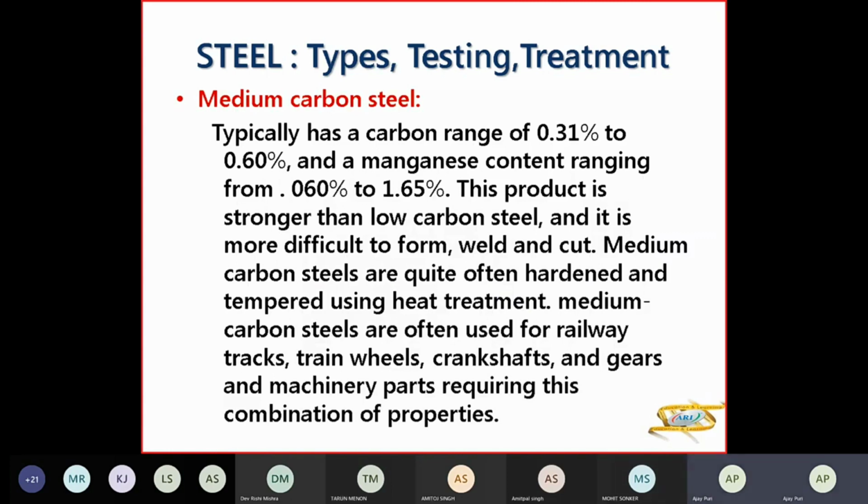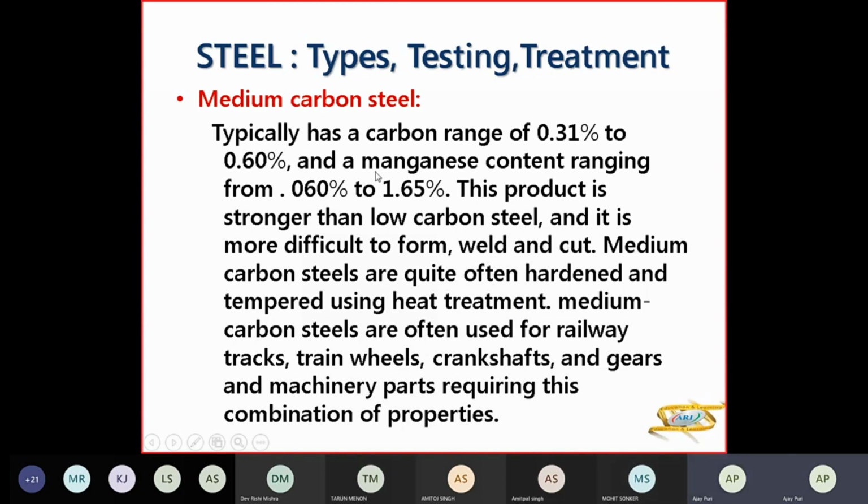Now we come to medium carbon steel. Medium carbon steel is used less on ships because here the material is quite hard, so the cutting and all becomes difficult. It can be used in the crankshaft and engine room or gears, but it can't be used otherwise. Not on deck and all, or in the pump room and all. So the usage is only for the engine room, and that also the crankshaft.